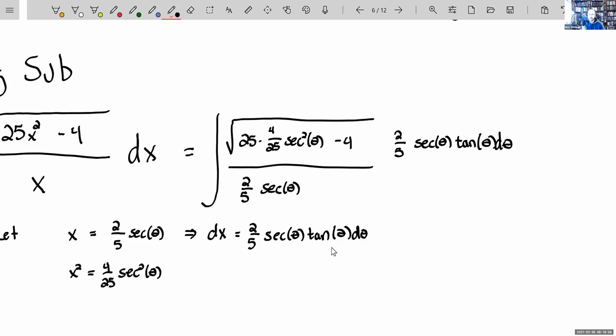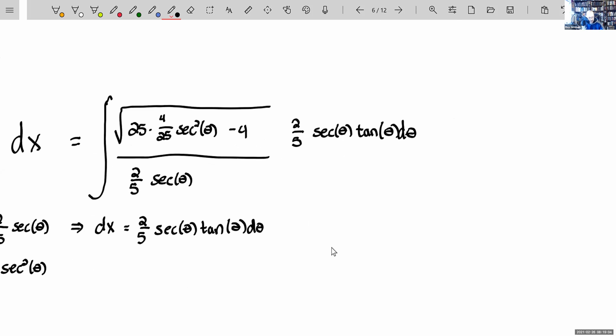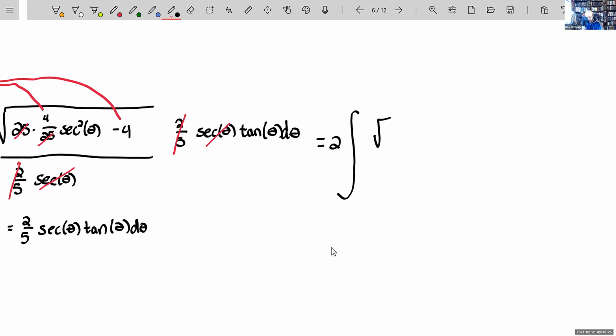And a lot of people see trig subs initially and they just go, man, that just seems really messy. But in reality, a lot of things clean up. For example, the 2/5 cancel beautifully. The secants cancel beautifully. That's kind of nice. The 25s cancel beautifully. I can factor the square root of 4 out to the front. And I'm left with the square root of secant squared of theta minus 1 times the tangent of theta d theta.